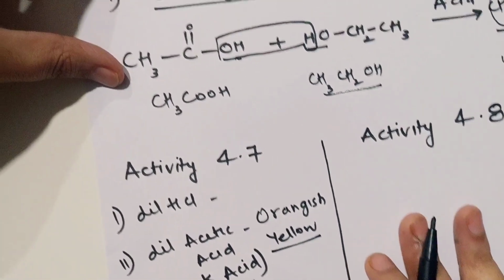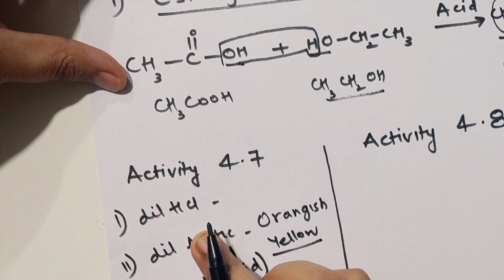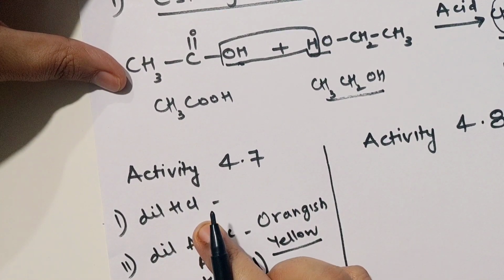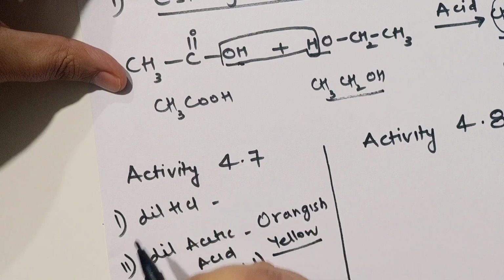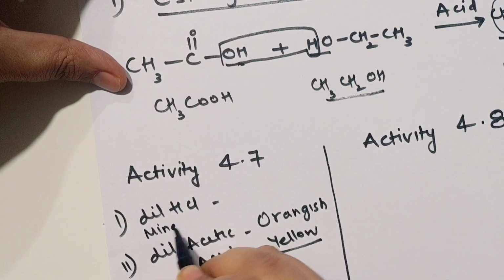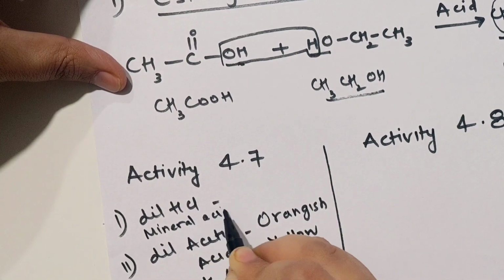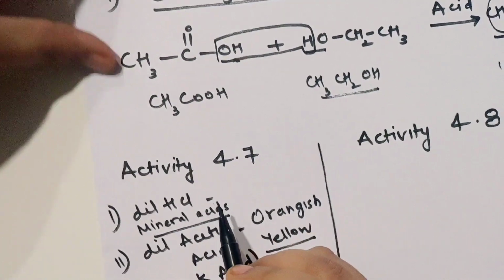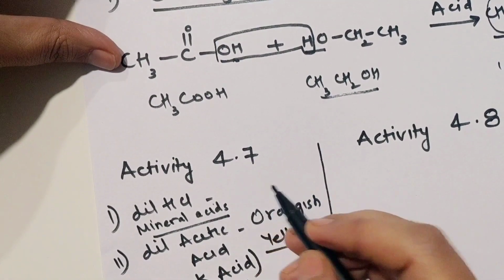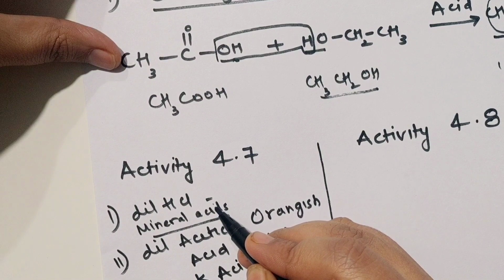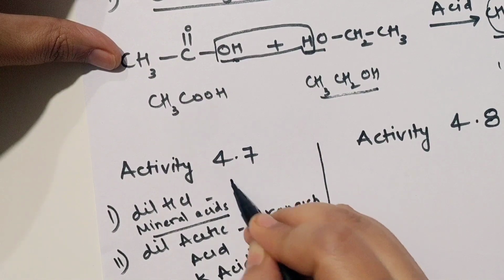With dilute HCl, HNO3, H2SO4, they are called mineral acids. Mineral acids are strong acids. Okay, they would turn the color of pH paper to red.